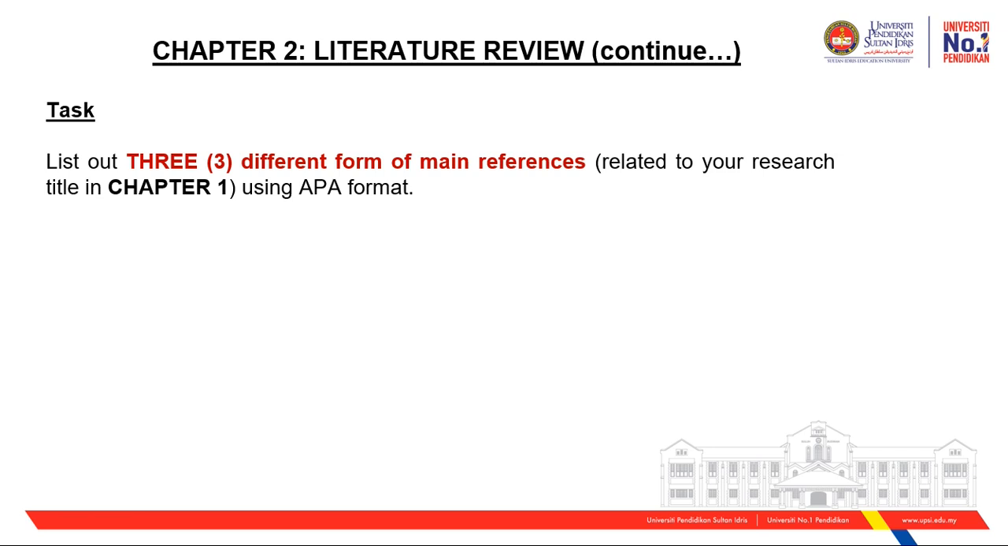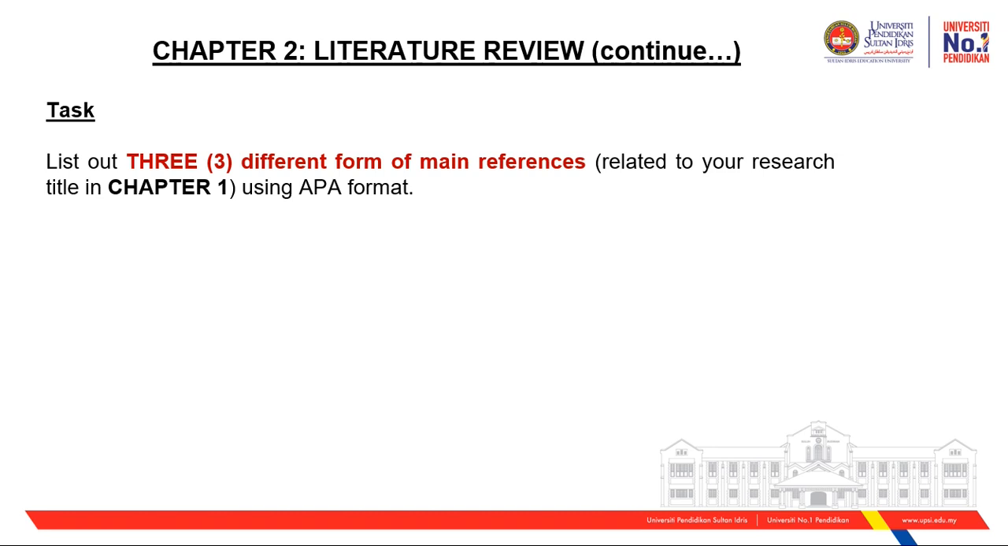Basically, in order for you to give three main references using APA format, I need to know your title. As usual, for attendance you must write down your metric number, then which group you are from, A or B, then your proposed title of research, then you write down the three main references related to your title using APA format. So how many things do I want you to write down there? 1, 2, 3, 4, 5, 6.